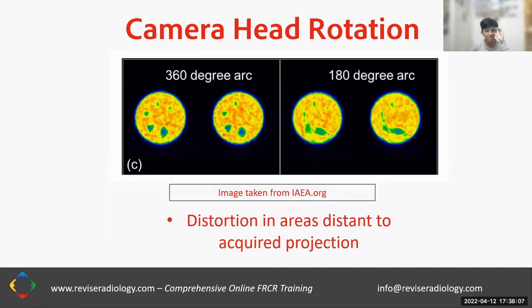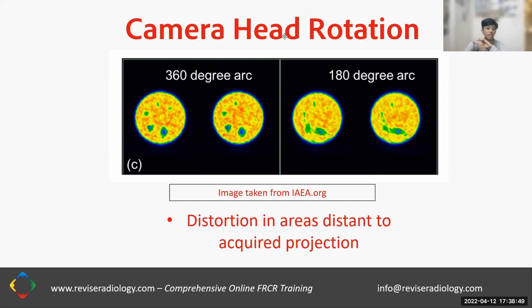So if you look at this picture here, these are both images acquired of the same sort of object. The image on the left-hand side is acquired using the H configuration. The image on the right-hand side is acquired using the L configuration. And I've taken this image from IAEA.org. So you can see in the 180-degree arc that those things which appear as blue circles on the left-hand side image have become smeared out across the object. So this is something that happens when you're using this L configuration.